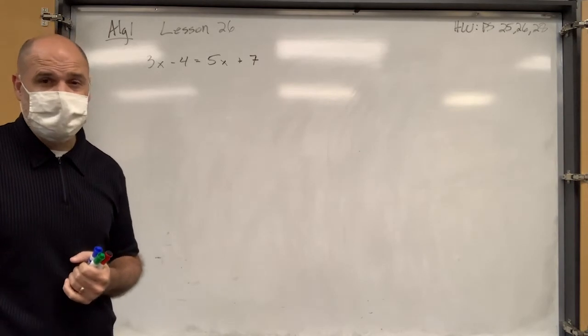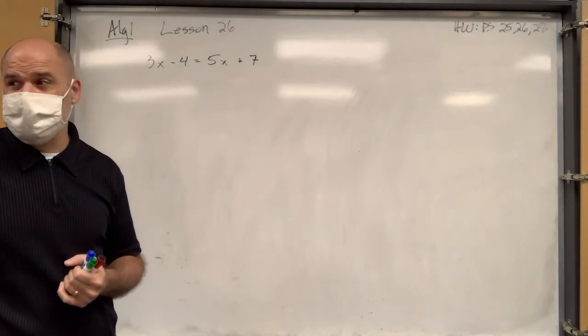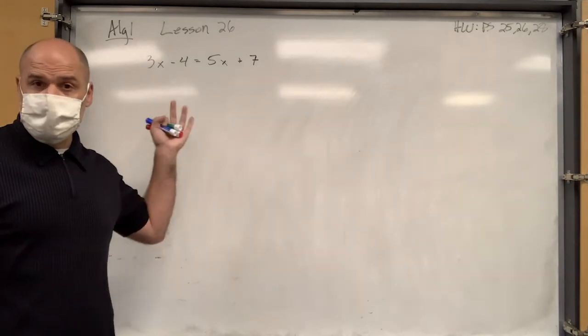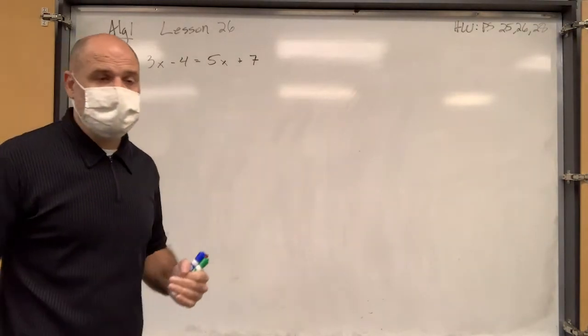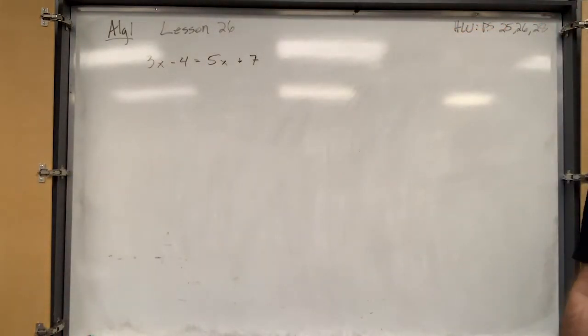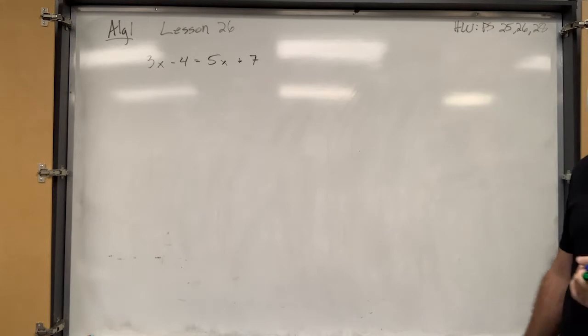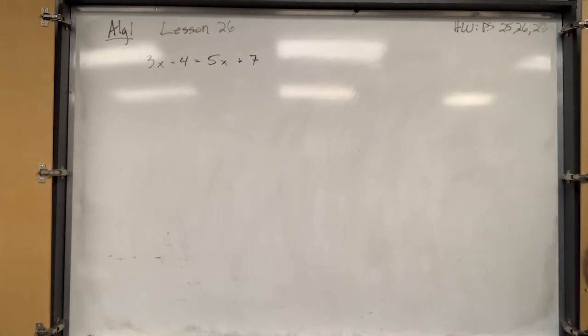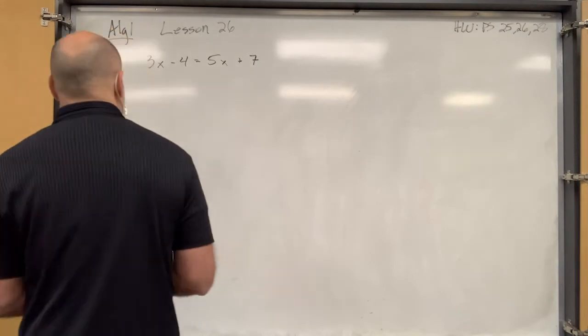You can do that as long as you do the same thing to both sides. I'm telling you, you can do whatever you want to one side of an equation as long as you do the same thing to the other side. Okay? So we're going to get rid of the easier one to get rid of, which is usually the smaller one. So what's smaller, 3x or 5x? 3x. So I'm going to get rid of 3x. How do you get rid of 3x?